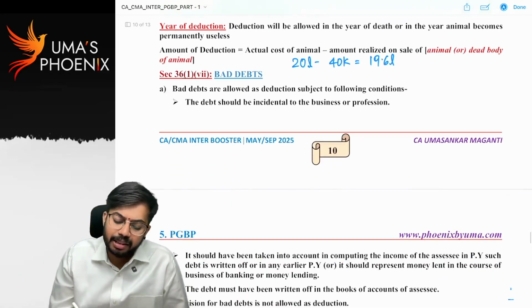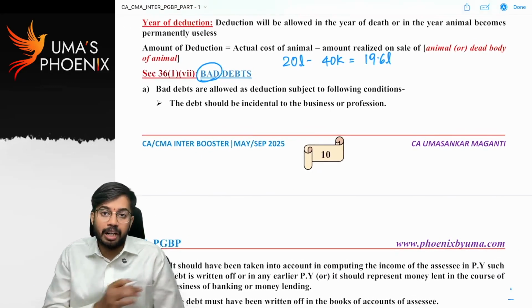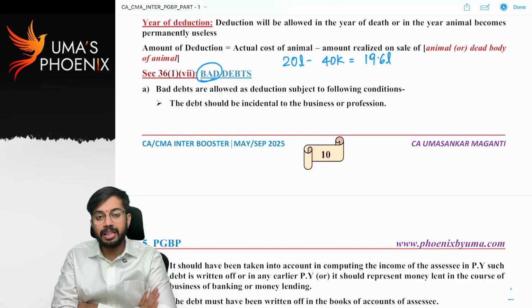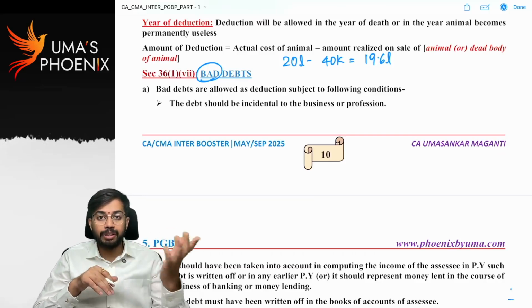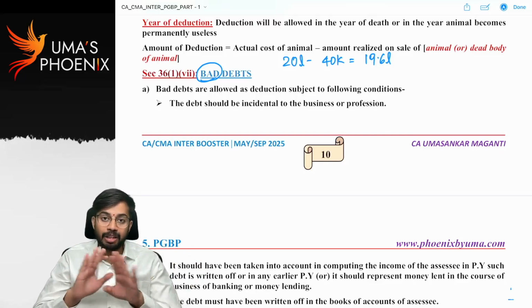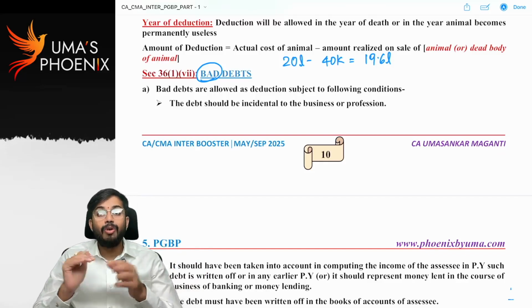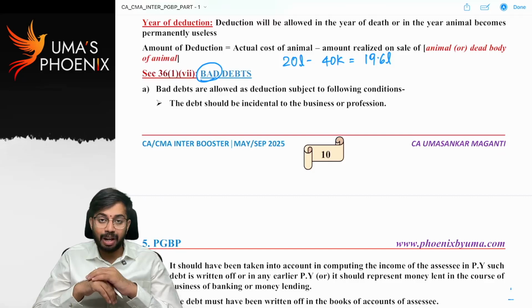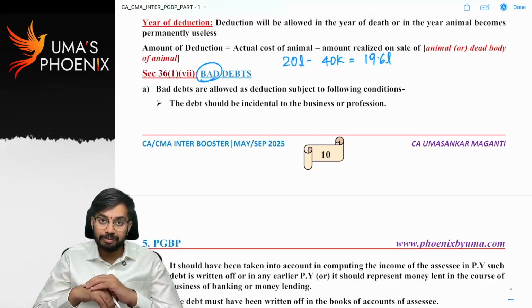Next, bad debts. See, bad debts are allowed as deduction, but there are some conditions. Only business related bad debts are allowed as deduction. Personal nature of bad debts are not allowed as deduction. I gave 20,000 rupees to my friend. He is not giving that 20,000 rupees back to me. This is a personal nature of bad debt. That is not allowed as expenditure in the P&L account. Next, only revenue nature of bad debts are allowed as deduction. Capital nature of bad debts are not allowed as deduction.